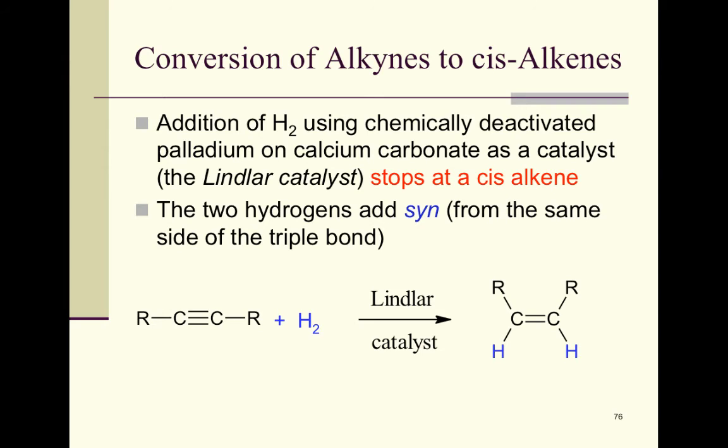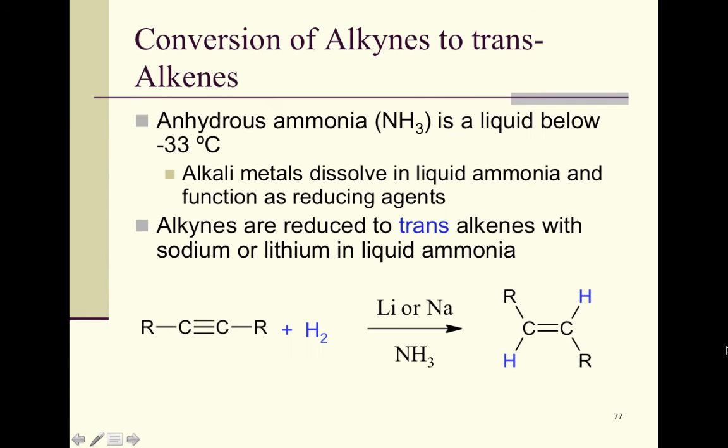And we also only have 1 mole of hydrogen because we do stop at a double bond. Now if we want to stop an alkyne from going all the way to an alkane, but we don't want the cis, we want the trans, we can use a different set of reagents. In this case, we can use anhydrous ammonia, and it's going to be very cold, minus 33 degrees.